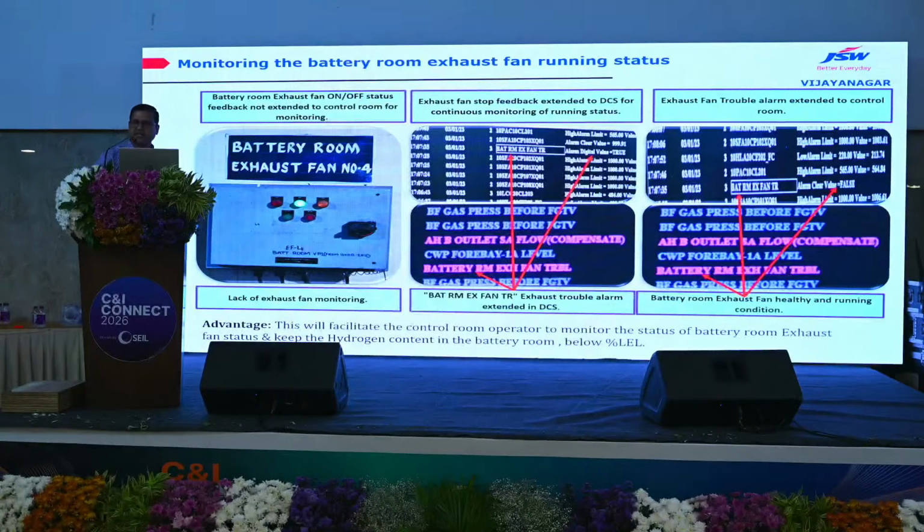And in the battery room, the exhaust fans are there. Due to some maintenance activity or some fault, they are sometimes already in a down condition, so one feedback is given to the DCS system. So there is an early alert to the operator on whether the battery room exhaust fan motors are running or not.